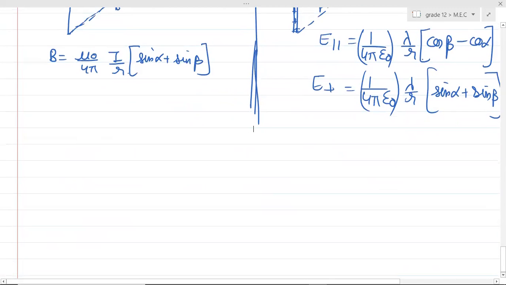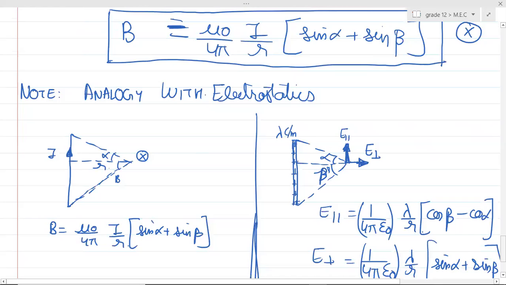Sir, in all cases we take parallel in that direction and perpendicular in this direction? In all cases, no. Can you see this side? This side I drew shorter. Always remember, E parallel is always towards the shorter side if the charge is positive. If it is negative, E parallel is towards the longer side. Do you remember I gave you this convention? If you revise electrostatics, you'll see everything is there.